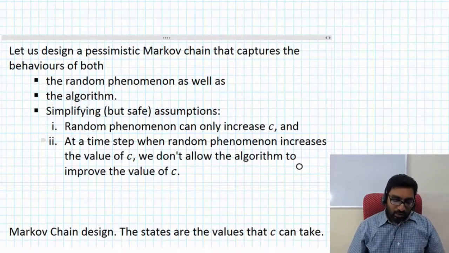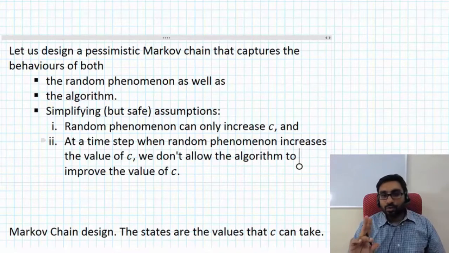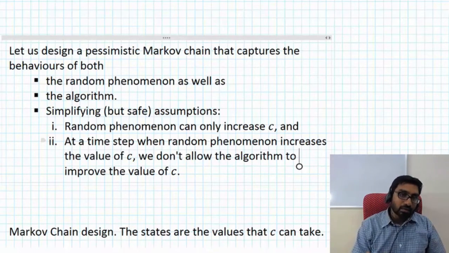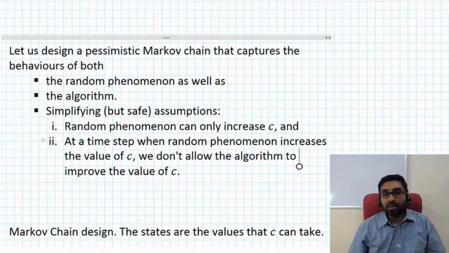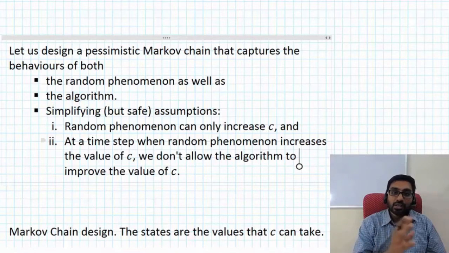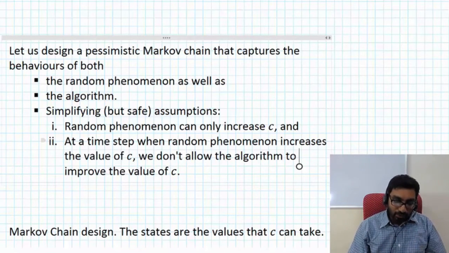Okay, and this Markov chain has to capture two things. It has to capture both the random phenomenon by which your C value can increase to C plus 1, as well as the algorithm's effects, whereby a randomly probed celebrity ends up being much better, and therefore the C value gets catapulted to a much better value.